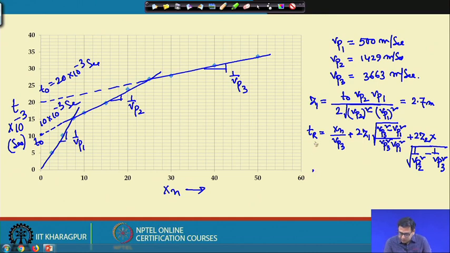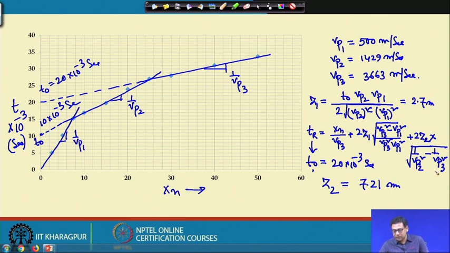So, t r will be the t 0, and this t 0 we are getting here as 20 into 10 to the power minus 3 seconds, and we put this value x n is equal to 0, and we get z 1 from here, and V p 1, V p 2, V p 3 we will put from here. So, the only unknown is z 2, and the z 2 value is coming out to be 7.21 meter.